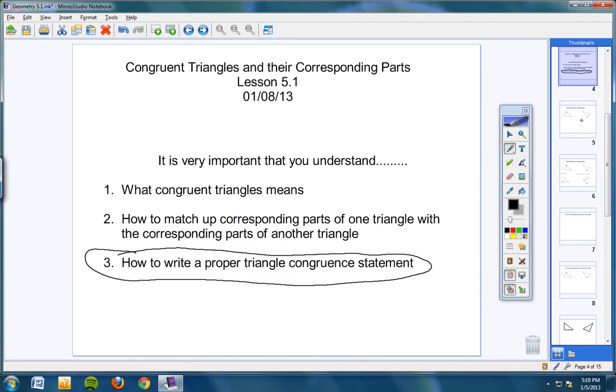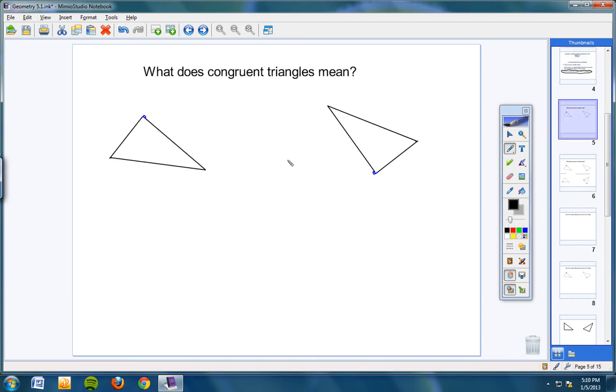Okay, let's get started with this first point. What does congruent triangles mean? Please draw these two triangles quickly in your notes, and let's talk about what congruent triangles means.